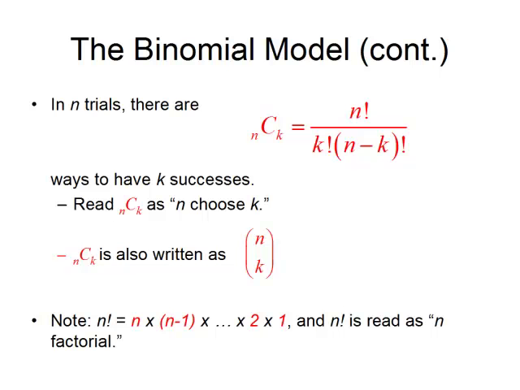So in n trials, there are a combination of n choose k, so that is equal to n factorial over k factorial times n minus k factorial. We read this nCk as n choose k, and you'll also see it written as a fraction, but there is no divided by sign. Note, n factorial is equal to n times n minus 1 times so on all the way down to 1.